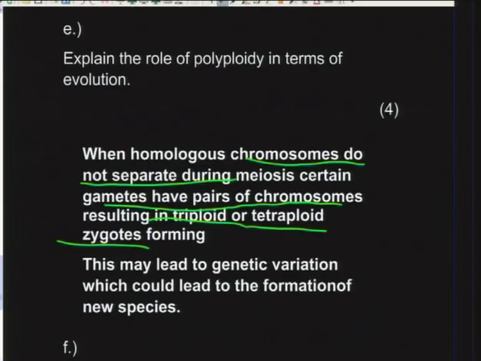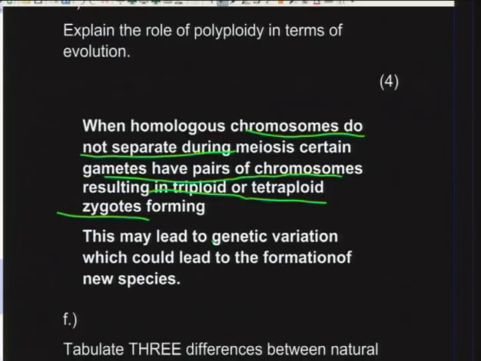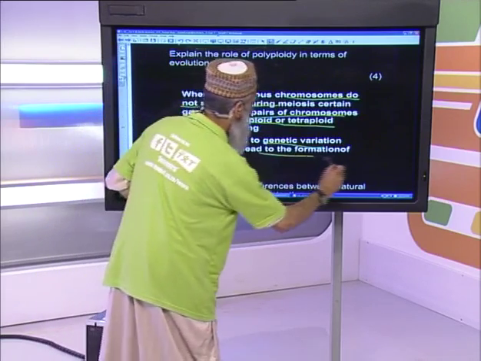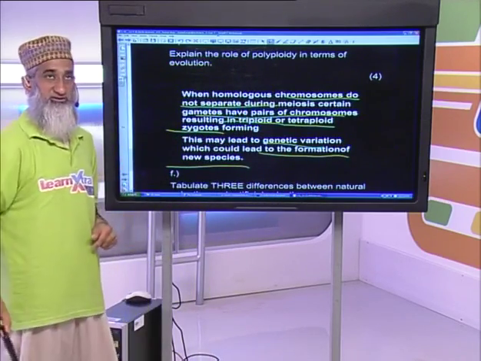This may lead to genetic variation. Because obviously if the chromosome number is changing, then the organism is changing. The genes that this organism has are changing. And this could lead to the formation of new species over time.